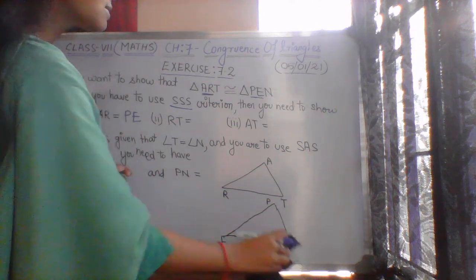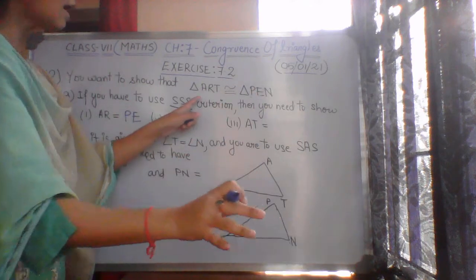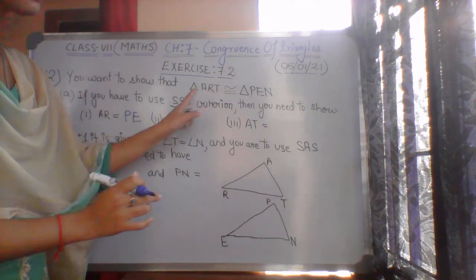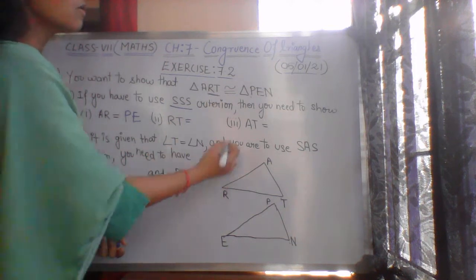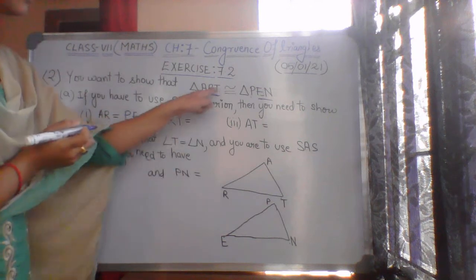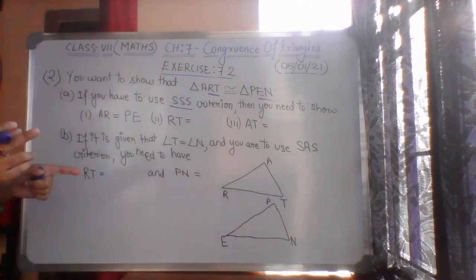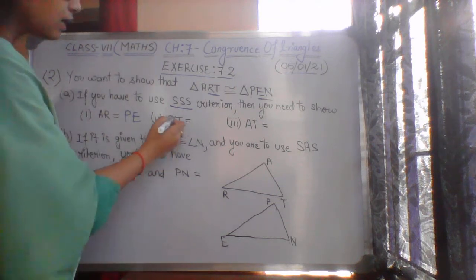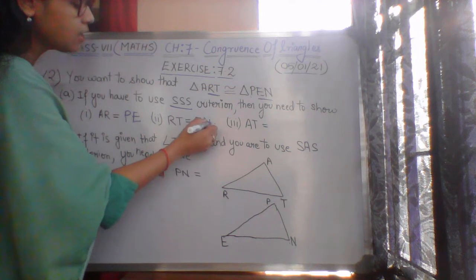Okay, now the next side I have to take. Now I have taken the first and second letter. Now you take the second and third letter, RT. So here also you have to take the second and third letter. RT should be equal to EN.